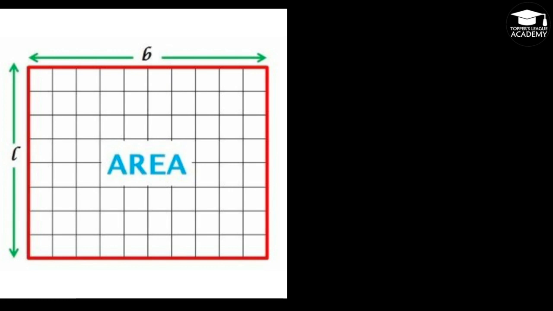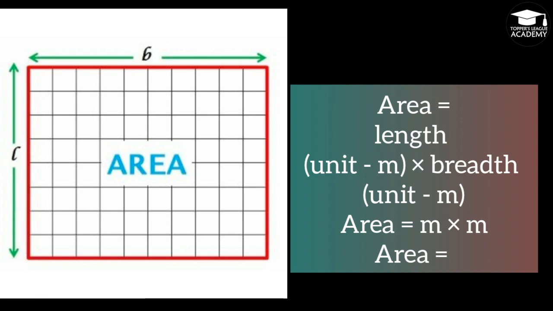The fundamental units are not sufficient to measure all the quantities in science and technology. Units obtained by combining two or more fundamental units are known as derived units. Let's understand derived units with some more examples. Here we can see a rectangle of sides L and B. The formula for area is length into breadth. So length is measured in meter, unit m, and breadth is measured in meter, unit m. So area equals m into m. So area equals m square.